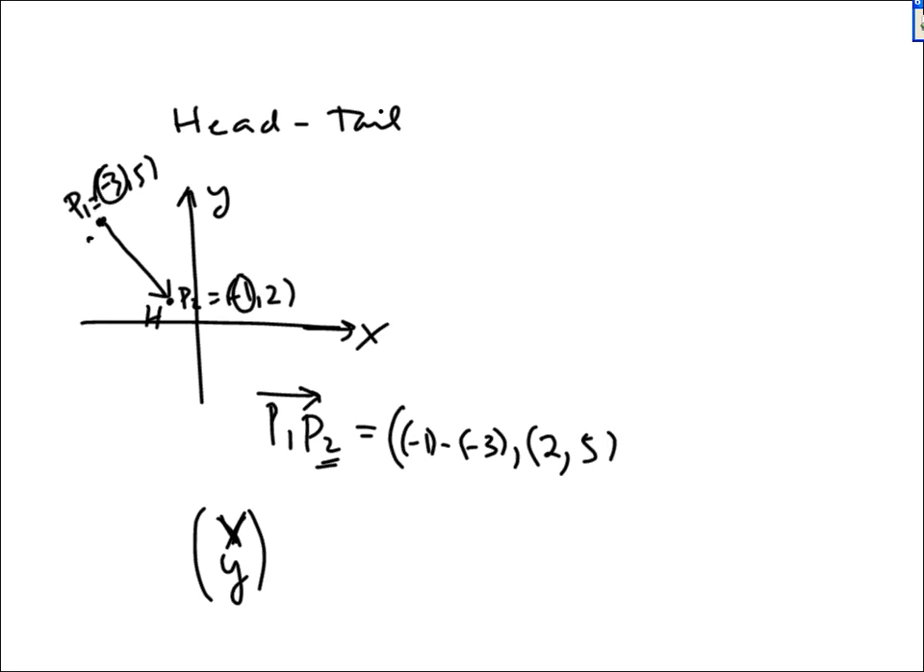This is the head, that's the tail. It's always head minus tail. And when you subtract those 2 numbers, you get 2. And when you subtract those 2 numbers, you get negative 3. If you wanted to draw this vector, and you should, here is a 2, here is negative 3.